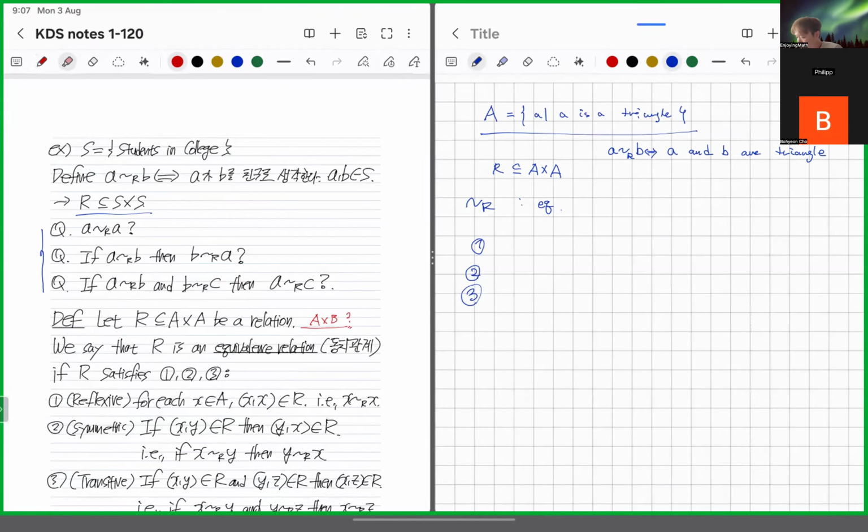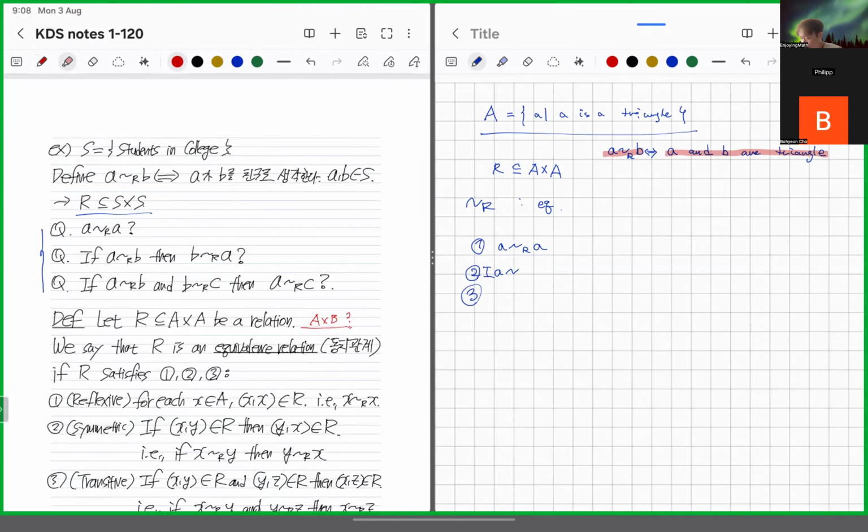So I think, as you said, we can construct the relation A and B as: A and B are triangles. So this property is our relation. Then we can check if those three criteria are satisfied. Yes, right. A and A are triangles. Yeah, it seems to be satisfied immediately.